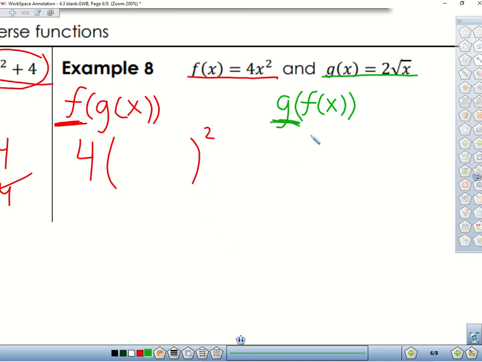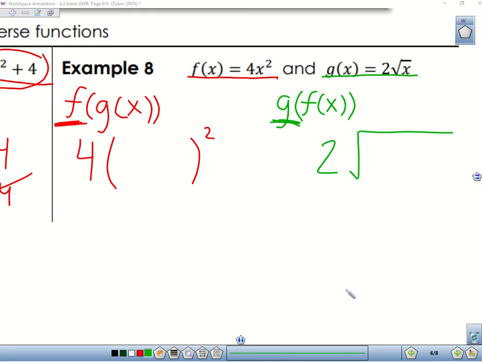So the function on the outside gets written without the x in it. Everybody good with that step? Now we see what function is supposed to go inside of it. G of x is supposed to go inside f of x. So g of x is going inside, and g of x is 2 times square root of x.